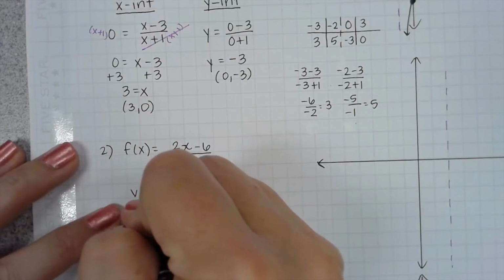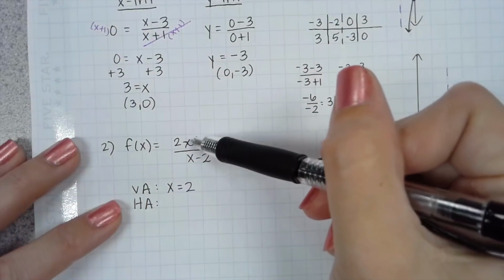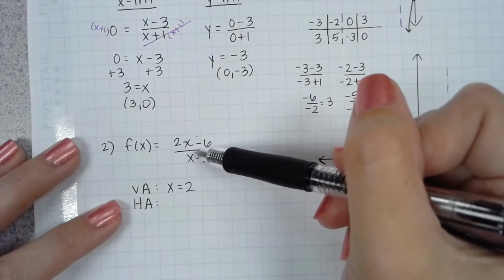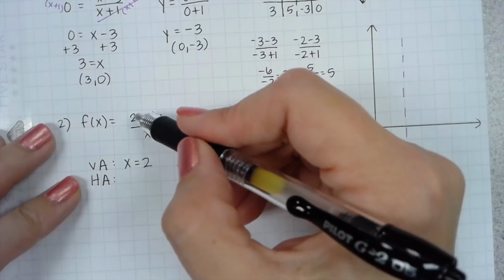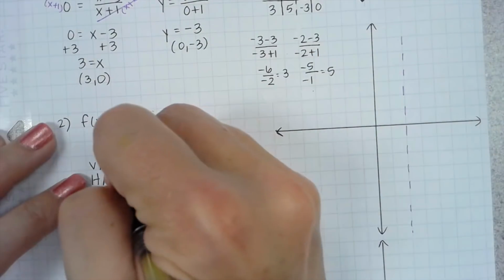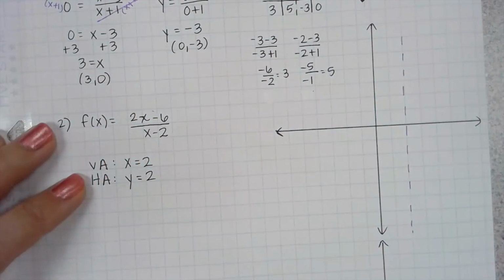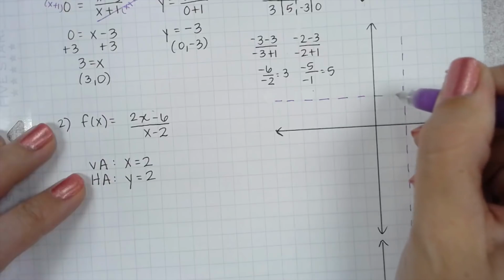And then for my horizontal asymptote, I need to look at the degree of the numerator and the degree of the denominator. So this is x to the first, this is x to the first. So the rule says that when the degree matches, it's the quotient or the ratio of the coefficients of the x terms. So 2 divided by 1 would give me 2. So my horizontal asymptote on this one isn't going to be y equals 1. It's going to be y equals 2.